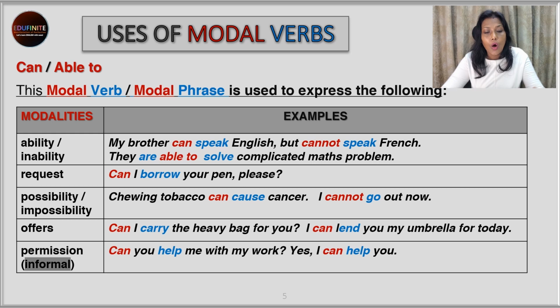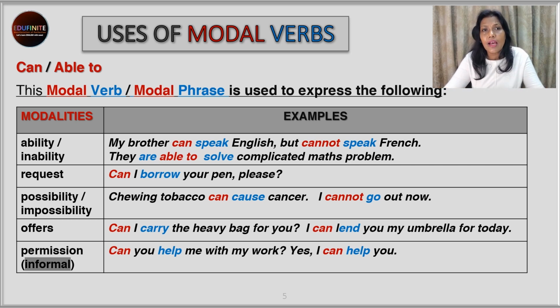Next, offers. Suppose someone is carrying something heavy. Suppose my mother or someone elderly is carrying something heavy and we are feeling bad. So what do we do? We offer to help. How do we say? "Can I carry the heavy bag for you?" This is when we are trying to offer our help to them.